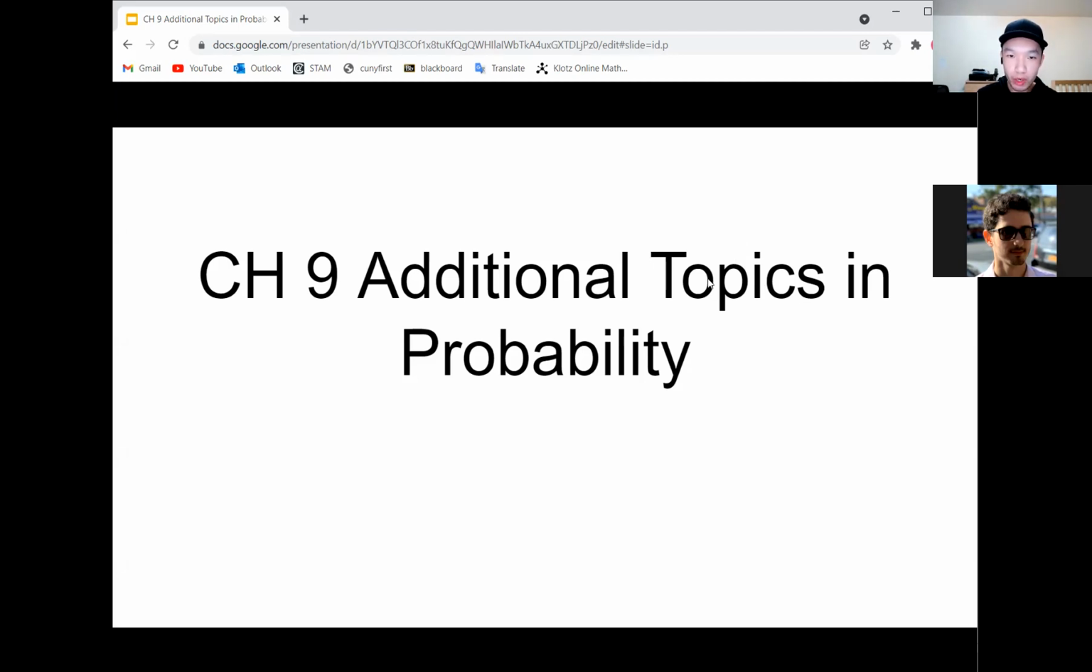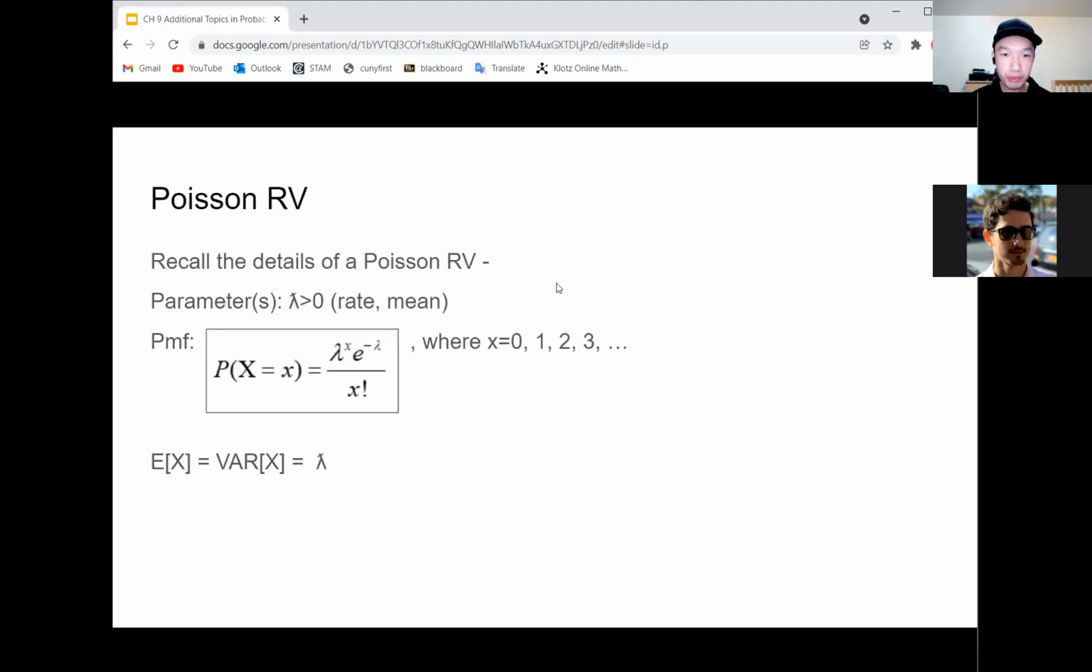So what are some additional topics that we will cover? Well, it's mainly two things. The first thing is called Poisson processes. And the second thing is called Markov chains. So those are the main two topics that we will include in this chapter. And yeah, so let's start with the first one.